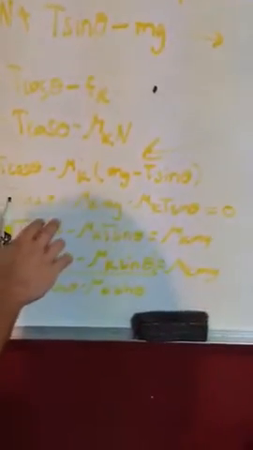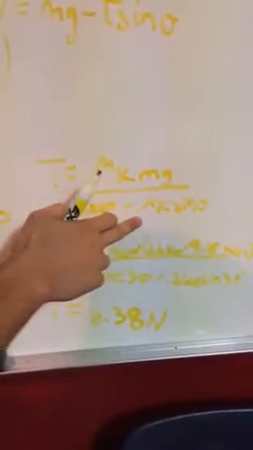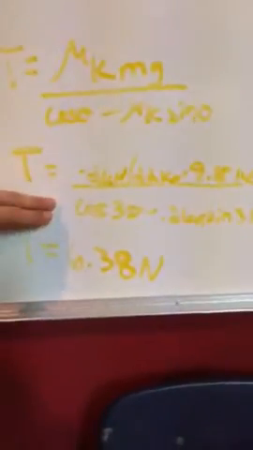And we move a lot of things around, get T to one side, factor out a T, divide by cosine theta minus mu k sine theta, and we get T equals the coefficient of friction times the force of gravity divided by cosine theta minus mu k sine of theta. And we plug in the numbers here, and we get the tension of the rope is 6.38.